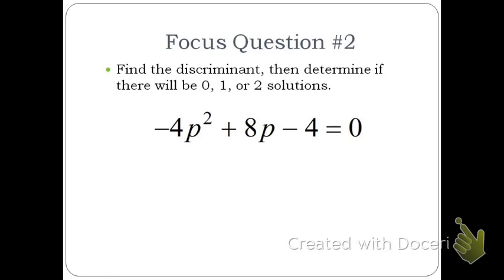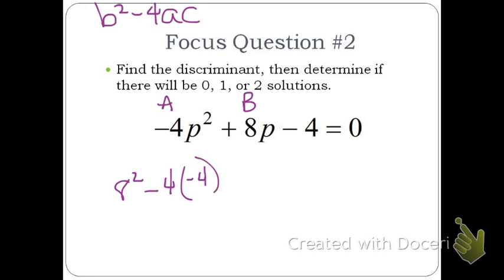Alright, let's try another one. Again, what's the formula for a discriminant? B squared minus 4AC. Here's our B value, so 8 squared minus 4 times A, there's our A, negative 4, times C, there's our C value, negative 4 again. Follow the order of operations now that it's numeric. 8 times 8 is 64.